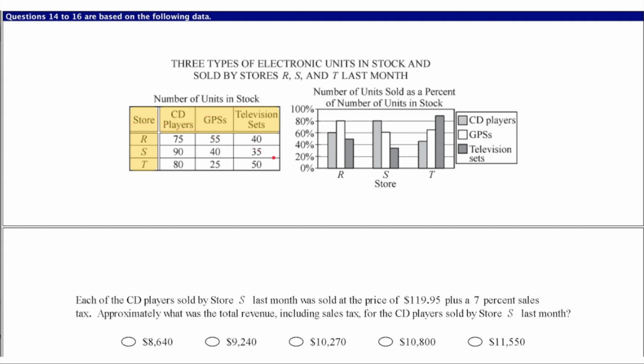We still don't know anything about how much they've sold. So for instance, we can find out that store T has 50 television sets in stock. Don't know how many of those they sold. Now, looking for any trends, I'm noticing that CD players are more in stock than any of the other ones. But other than that, there's nothing really speaking to me here, no strong trends. So we'll go ahead and move on to the graph.